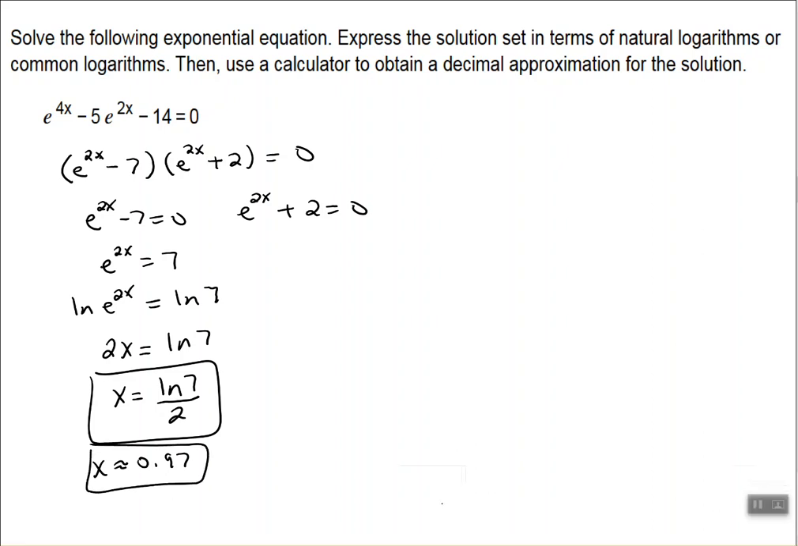Okay, now let's solve the second factor here. Let's solve the second equation, e to the power of 2x plus 2 equals 0. Okay, so we want to subtract 2 from both sides. And we'll follow the same process. We need to get the x out of the exponent position there. So we will find the natural log of both sides of the equation.